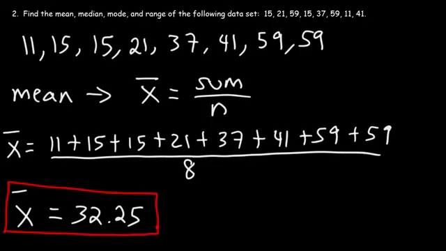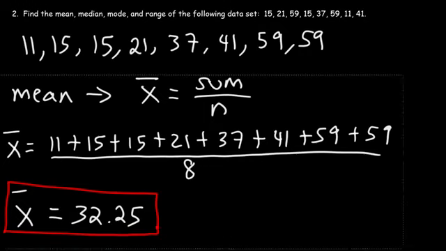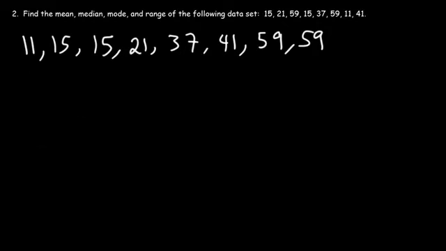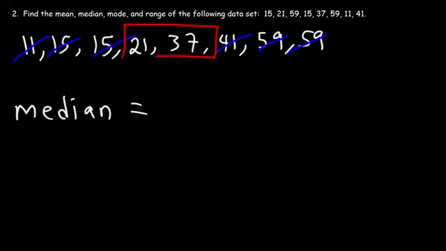Now let's move on to the second part. Let's calculate the median. As we said before, the median is simply the middle number. So let's eliminate the first and the last numbers and then the next two, and the next two. Notice that we don't have one number in the middle, but this time we have two numbers in the middle.